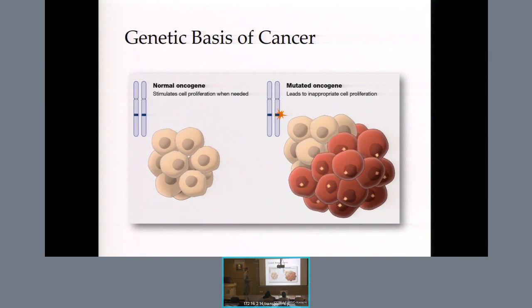So we will start with the genetic basis of cancer. Whenever we talk about cancer, we talk about oncogenes. Onco relates to oncology, the study of cancer, but then we have normal oncogenes and mutated oncogenes. We will try to find the answer about the difference between the normal oncogenes and their mutated forms.